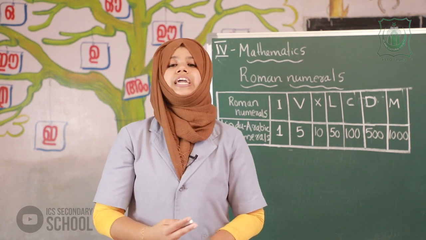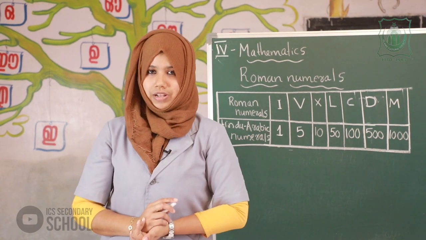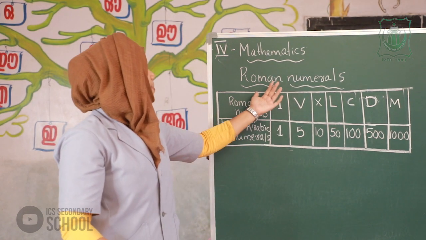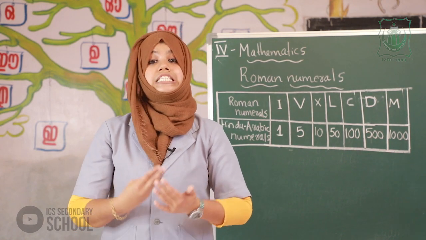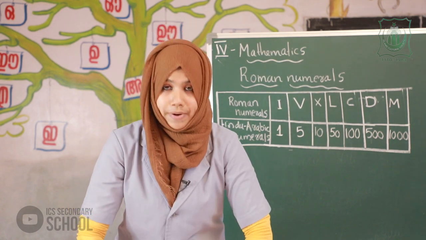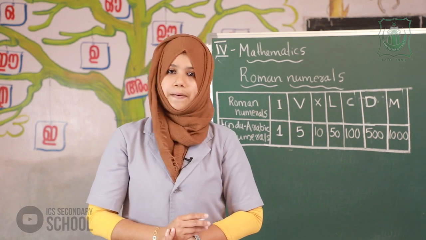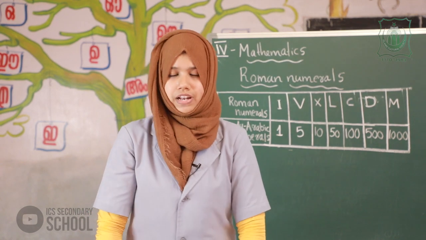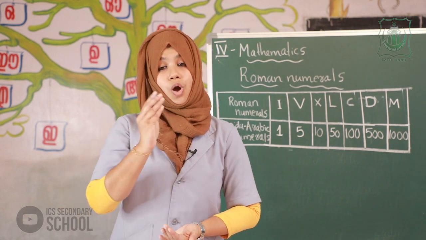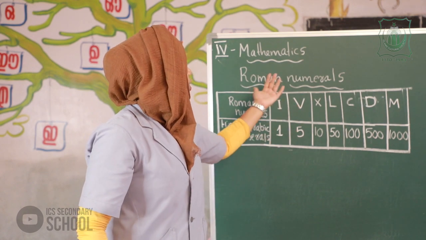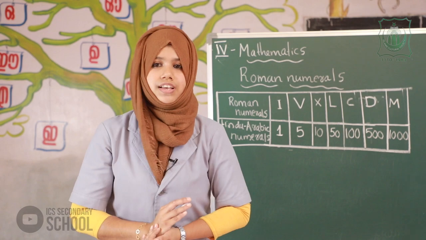So it is clear that today we are going to learn about a new topic, and that is Roman numerals. What is your topic? Roman numerals. Okay, we can start. The Romans developed their own symbols to represent numbers. These are called Roman numerals. You can see in some watches and clocks, the hours are represented as Roman letters.